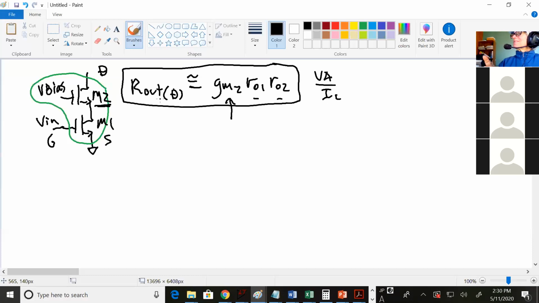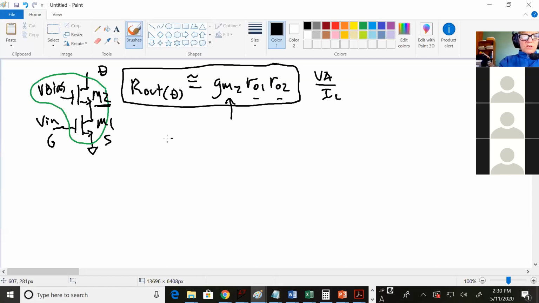So one last time, because this always comes back, I am changing a GM value, but that GM value shows up in the R out equation. So we're actually ultimately changing R out, not the GM of the circuit.